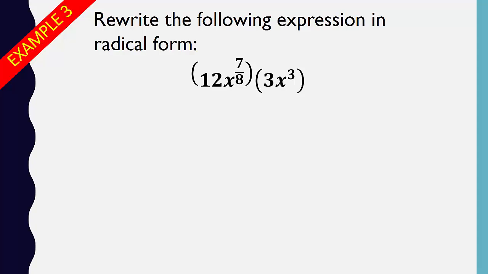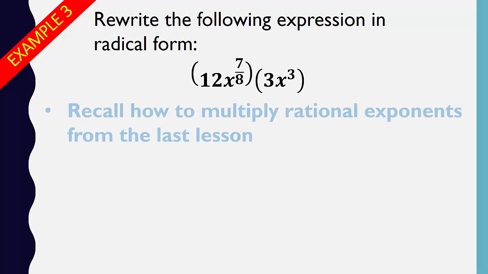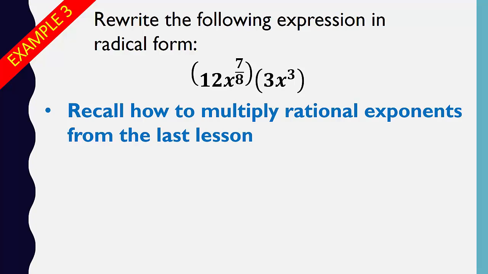Now, rewrite the following expression in radical form. We have something that's a little bit trickier. All right, so we're going to make sure that we remember how to multiply rational exponents from the last lesson that we did. So we've got our 12, we have our 3, and so we have this.